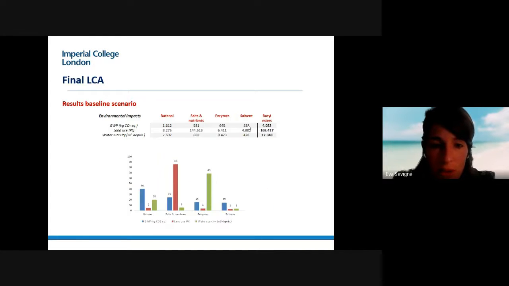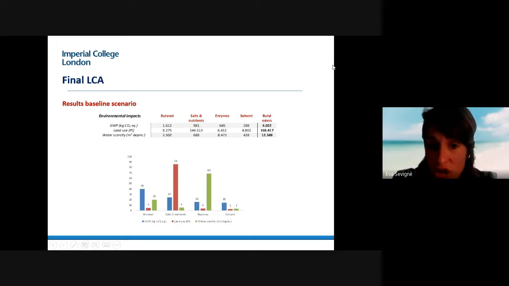And now, if we look specifically into the environmental impacts of the bester process only, we see here that butanol is the main contributor to climate change emissions. It's followed by the salts and nutrients production, the enzymes, and finally the solvent. If we look into land use, we'll see that 86% of the impacts are coming from the production or the use of the salts and nutrients. And in the case of water scarcity, 69% of the impacts are coming from the use of the enzymes.